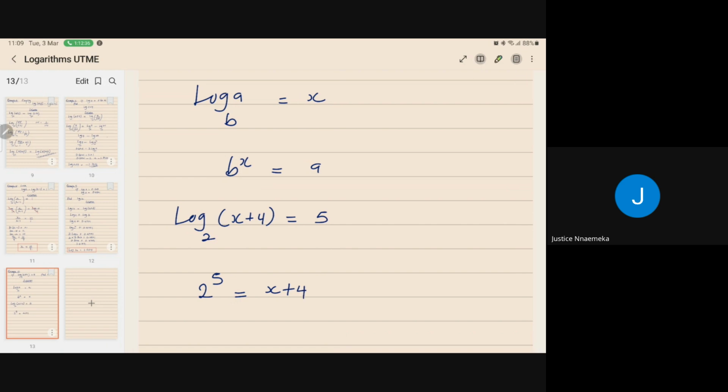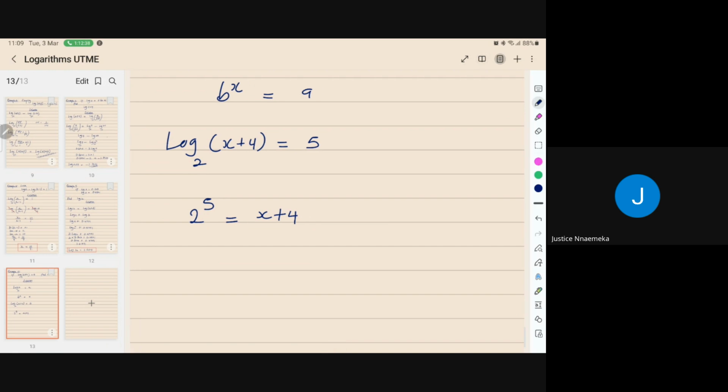Now 2 raised to power 5 should give us what? 2 raised to power 3 is 8. 2 times 2, 4, 4 times 2, 8, 8 times 2, 16. That should give us 32. So we'll have that 32 is equal to x plus 4. Right there. So that simply means that x is equal to 32 minus 4. Right, so that x is equal to 28.